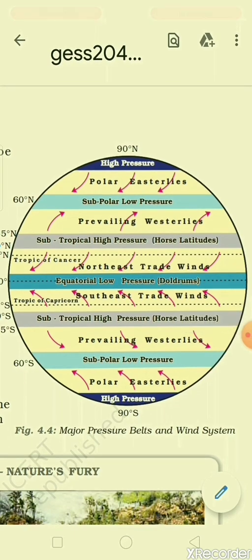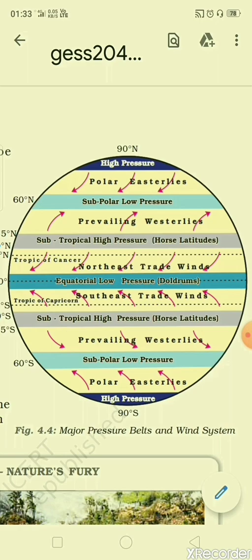Now, the equatorial region receives nearly vertical rays of sun, and this heats the air near the equator. So children, when the temperature increases, the pressure decreases. So along the equator we have low pressure and we call this region the equatorial low pressure belt.